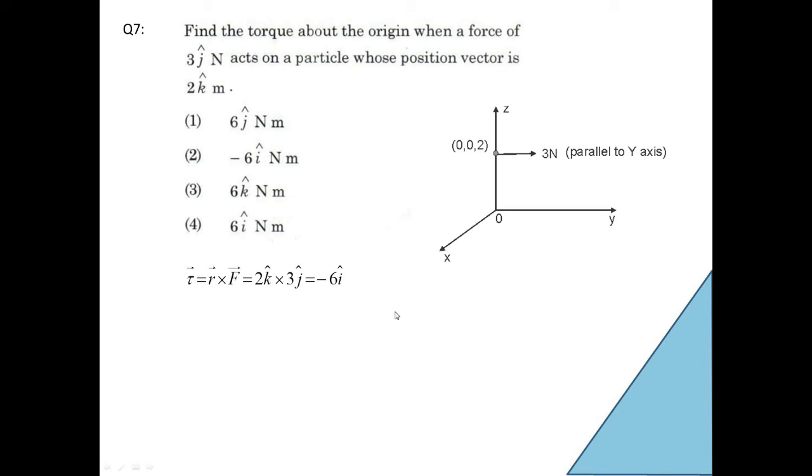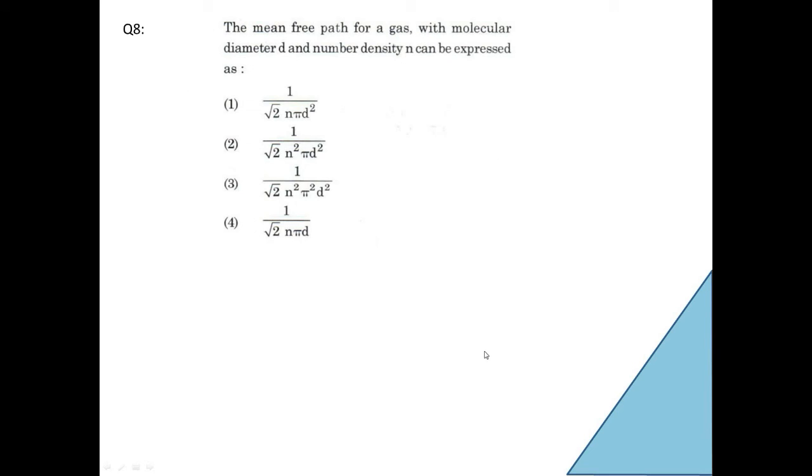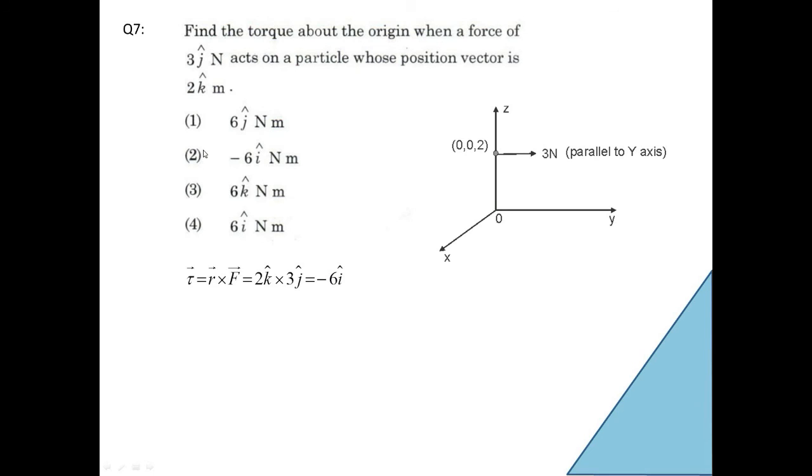6, how did it come? 2 into 3. How did the minus come? From the cross product of k cap and j cap. So what is the answer for this? Option 2 will be the answer. Okay, it is not marked here, but option 2 is the answer. Minus 6 i Newton meter. That is the SI unit of torque.